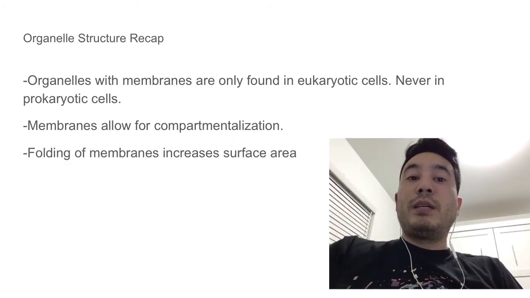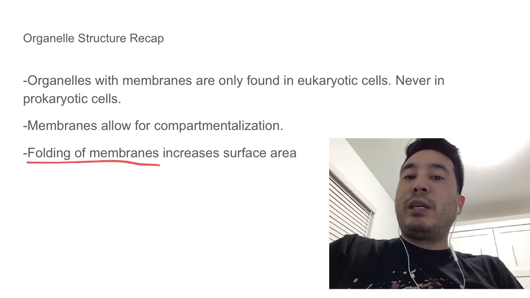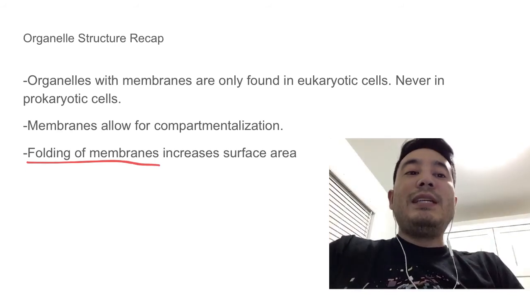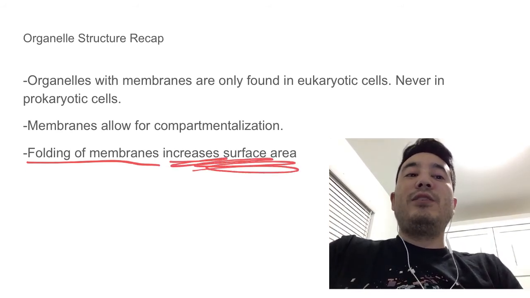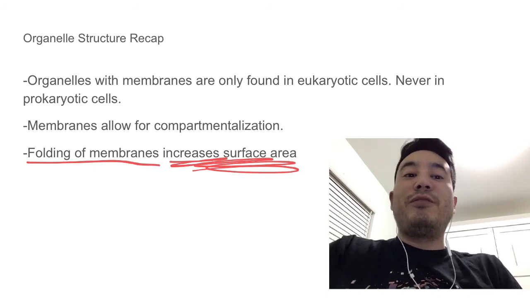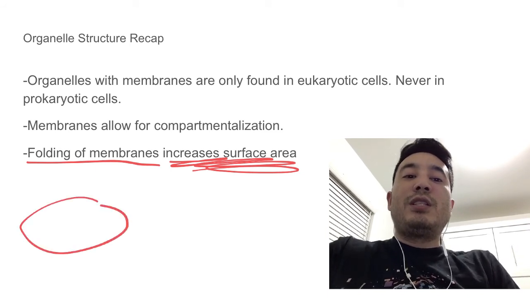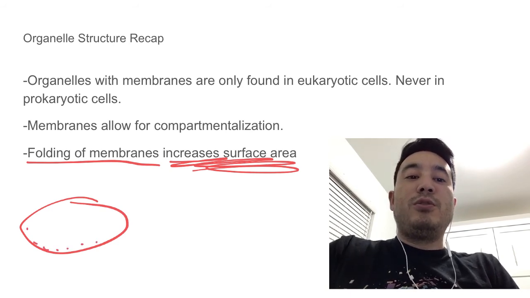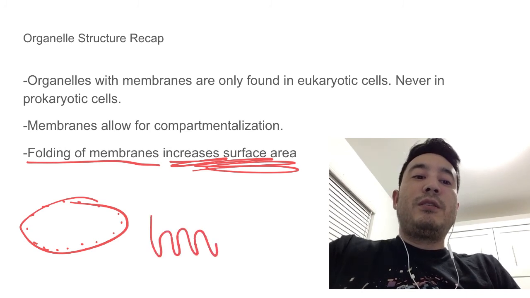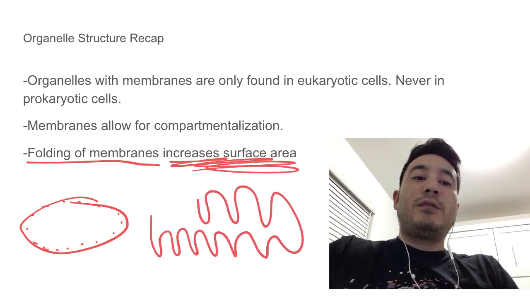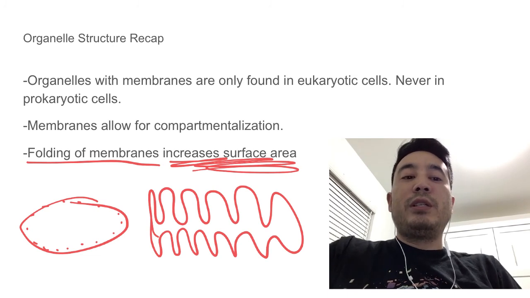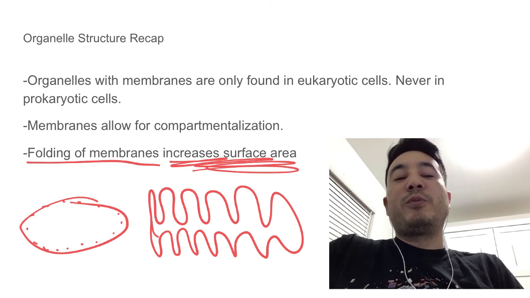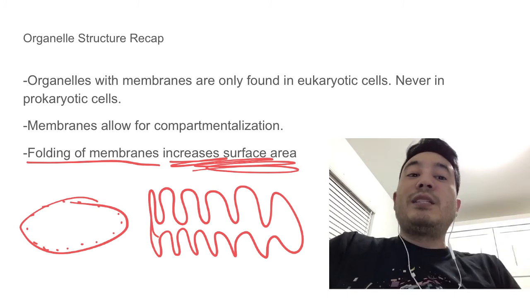All right, and last but not least, having the folding of that membrane or having a bunch of compartments increases the surface area, and increasing the surface area means more efficiency. Remember, if you just had a straight line like that for a compartment, okay, fine, you could do chemical reactions along the edge like that. But if you fold it like this, and you get that membrane really going, notice it doesn't take up that much more space.